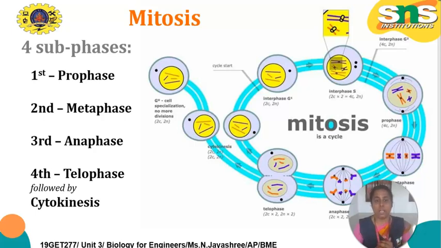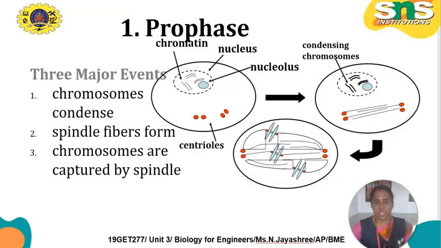First one is what? Prophase. Second phase is metaphase. Third one is anaphase, then telophase, which is followed by cytokinesis. So let us see one by one in detail.